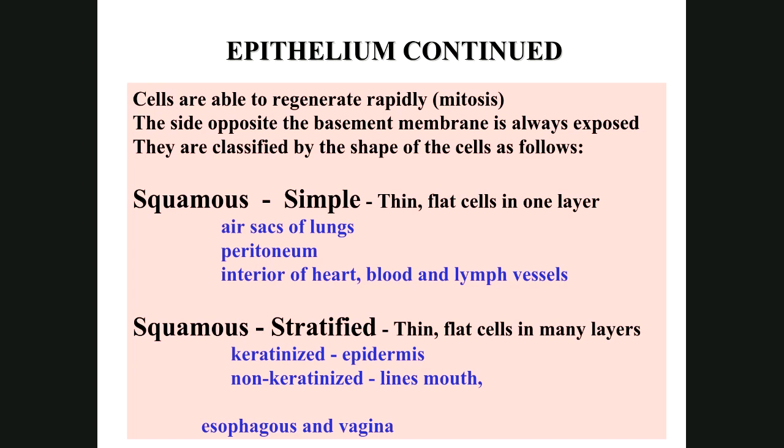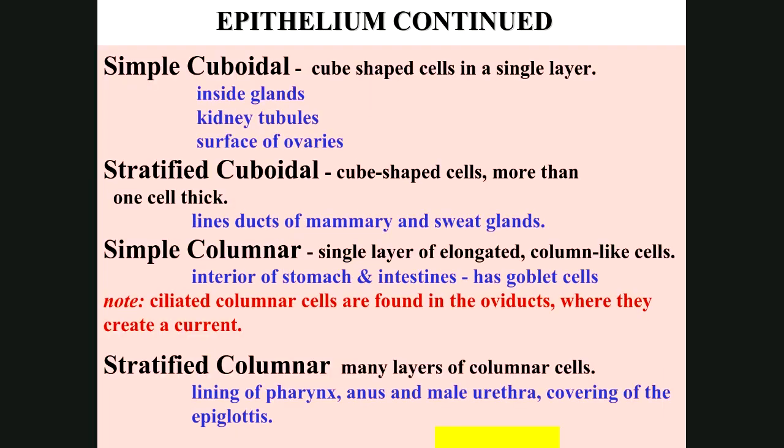We go to the next one, and we have cuboidal shape. Now, the cuboidal shaped cells are cube shaped, just like a dice or a sugar cube or something like that. And your glands are actually made of cuboidal epithelium. They are very soft and mushy, and they have very little connective tissue in them for strength. And inside the glands, you have layers of these cuboidal epithelium cells that form inside them.